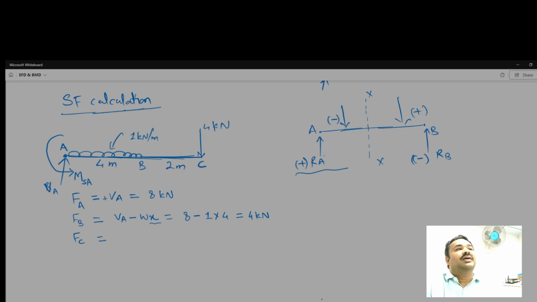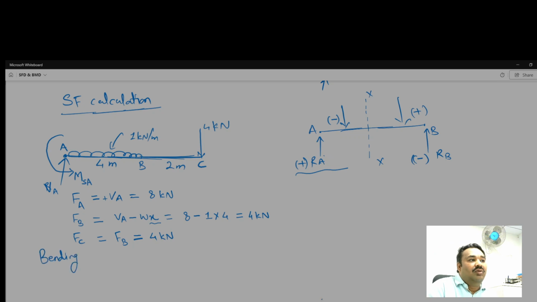So you can see here, in between B and C no load is acting, no force is acting in between. So B to C means it remains constant. So FC is equal to FB. The shear force remains constant, and that is equal to 4 kilonewton. Okay. And what about the bending moment calculation?